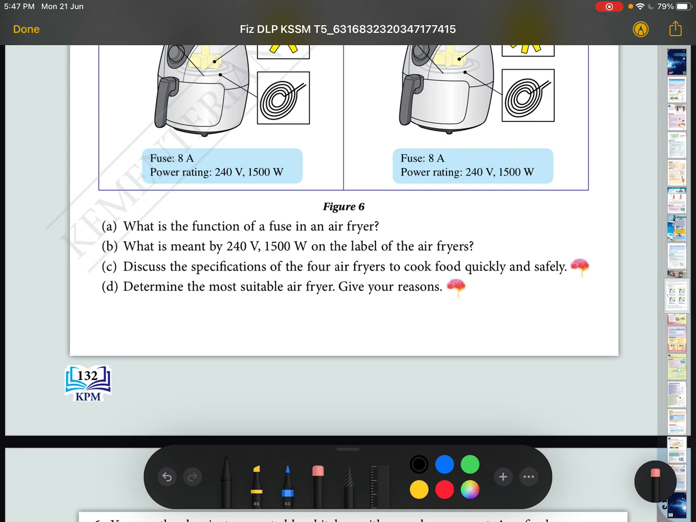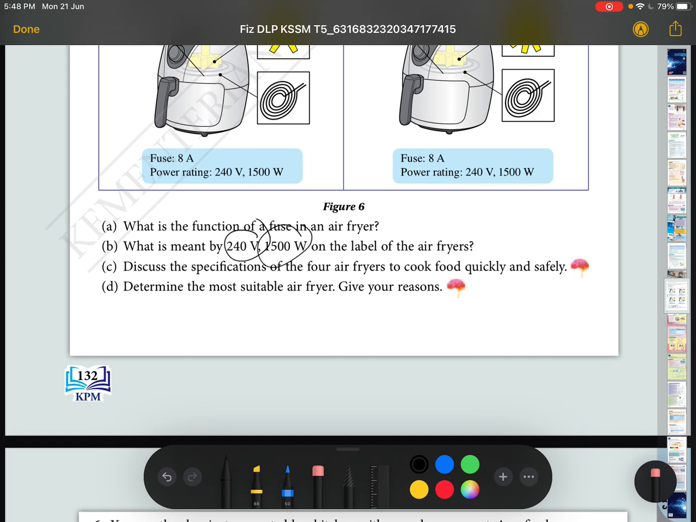What is meant by 240V 1500W on the label of the air fryer? This voltage and power is what I call the optimal conditions. You want to make sure that you get 240 volts in your air fryer and it produces 1500 watts. Basically this thing runs on 1500 watts maximum. The voltage is the optimum voltage that it wants in order to run the best, if you get what I'm saying. The W is the power it is supposed to work on, and the voltage next to it is the voltage it is supposed to work on.